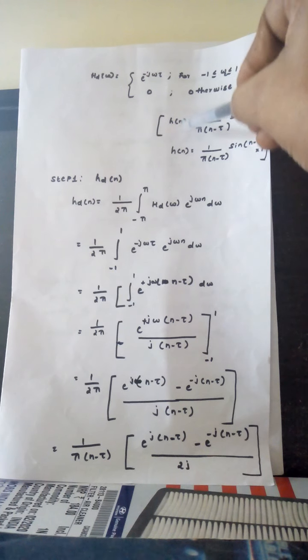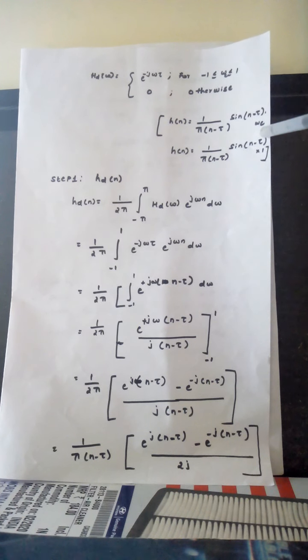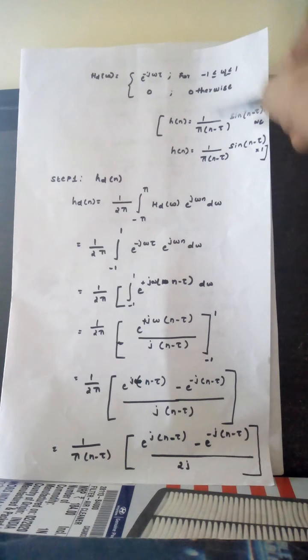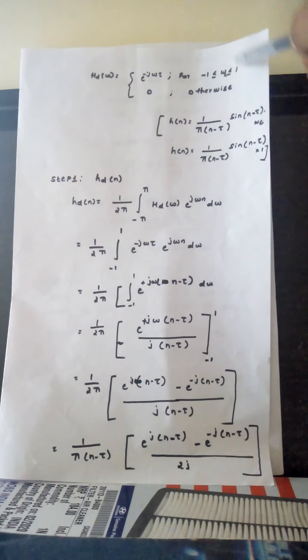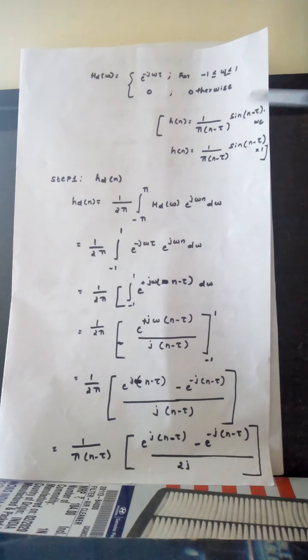So the answer is h of n equal to 1 by pi into n minus tau, sine of n minus tau into omega c. If the tau value here is 2, we'll get 1 by pi into n minus 2, and similarly sine of n minus 2, and omega c is given as 1, so we get 1 here. We have to take the positive value, we should not take the negative value. This is the answer, but anyway we'll derive it and check whether we get this answer. According to that we can write the answer here. So this we can remember.